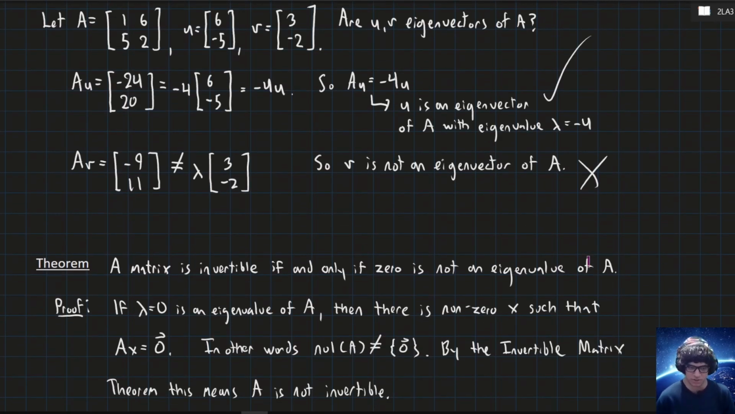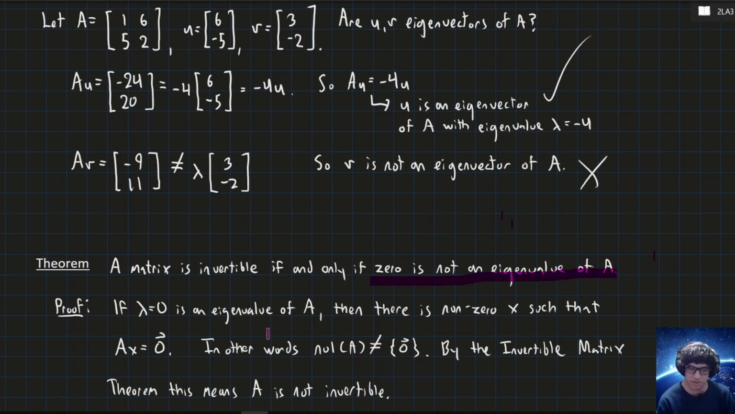Okay, so let's state this theorem. We already mentioned it as part of the invertible matrix theorem. It's important enough to state on its own. A matrix is invertible if and only if 0 is not an eigenvalue of A.